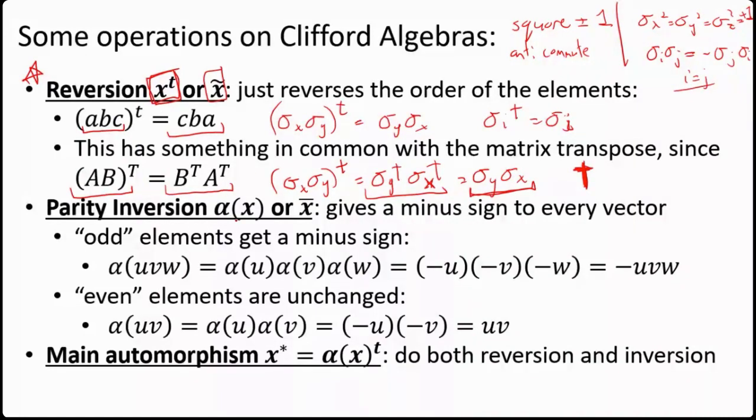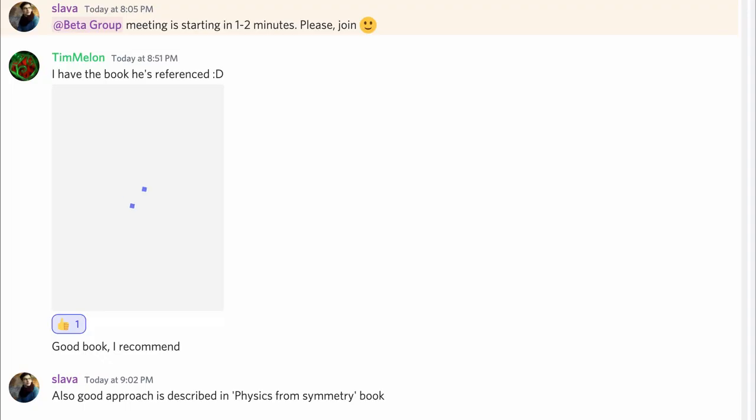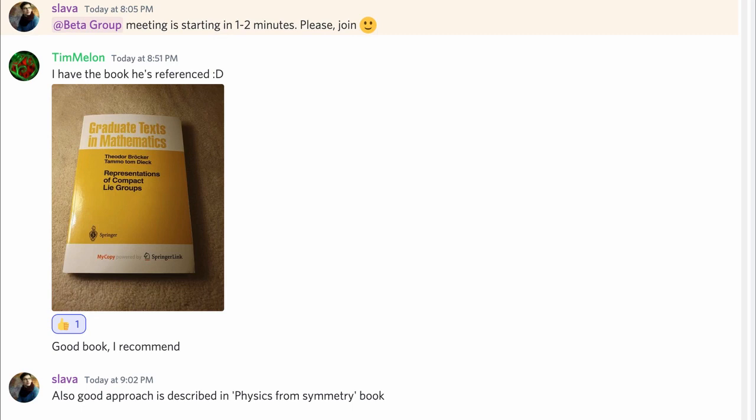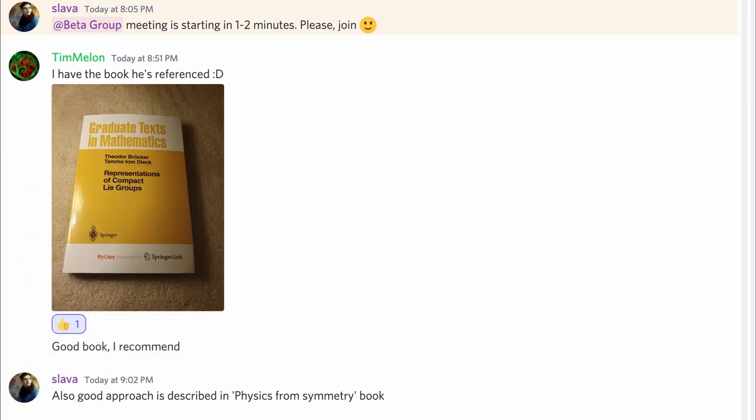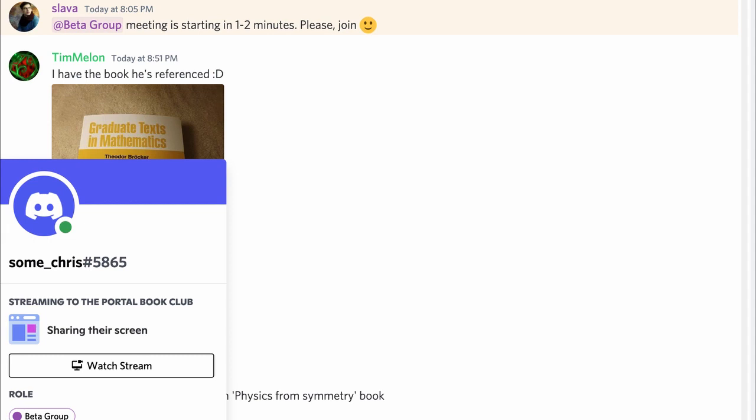And then another thing you can do is called parity inversion. Sometimes it's written with an alpha, sometimes it's written with a bar. The notation for this is really confusing, but the idea isn't that hard. Basically, you just send an element to its negative. So odd elements, like 1 or 3 or 5 or 7, will get a minus sign.